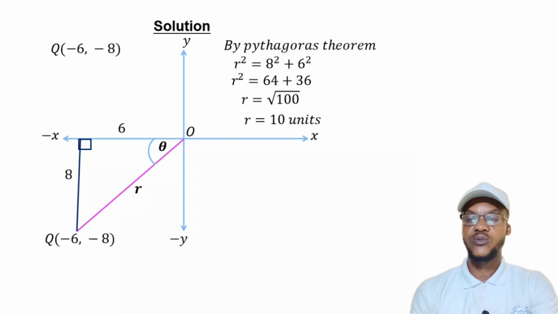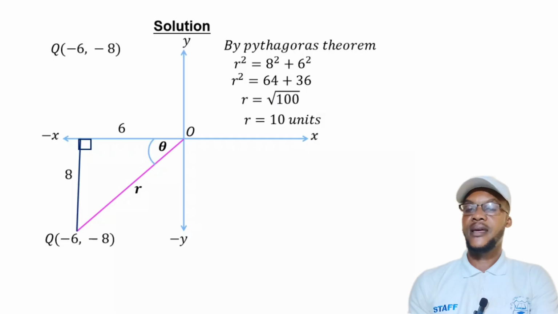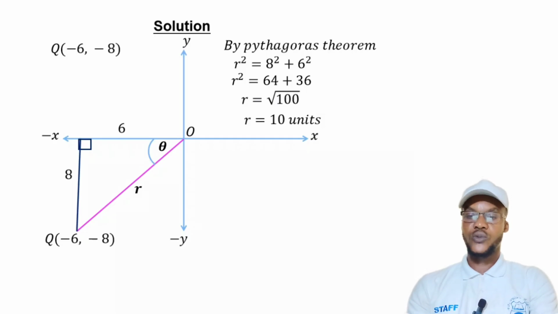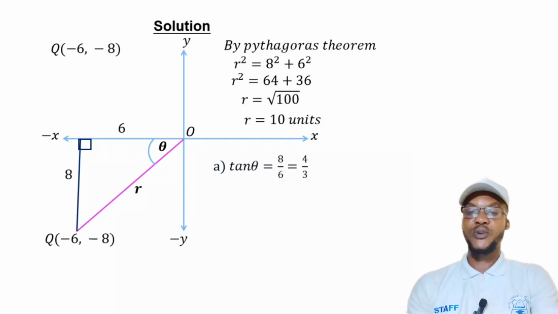So the terminal side is 10. All right, great. Once we have that, then we can proceed to find the six ratios. So we start with tan theta because tan is playing home. That's why I'm starting from tan.